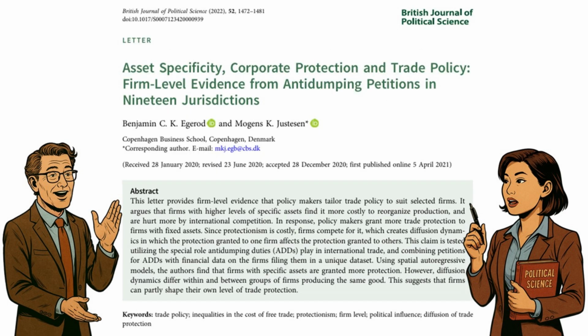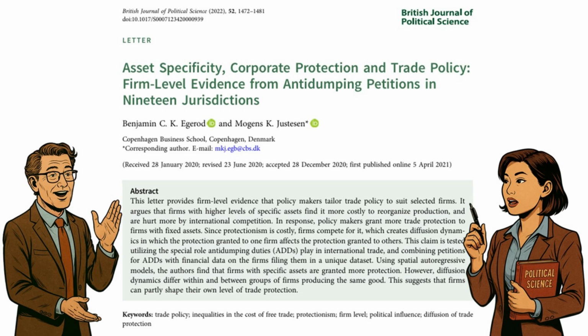In our final segment, I'd like to explore an interesting article that presents a slightly different level of analysis. The article is entitled Asset Specificity, Corporate Protection and Trade Policy: Firm-Level Evidence from Anti-Dumping Petitions in 19 Jurisdictions. It was published by Cambridge in the British Journal of Political Science in 2022. Emma, let's again start with the central question this article is trying to answer.